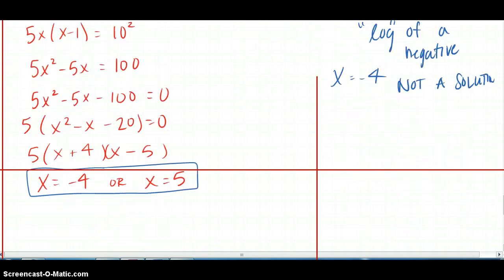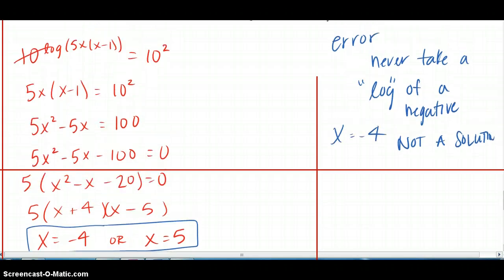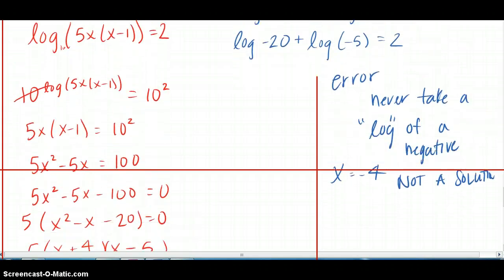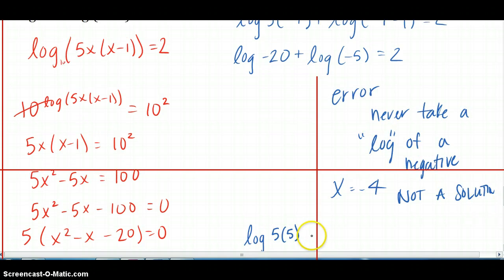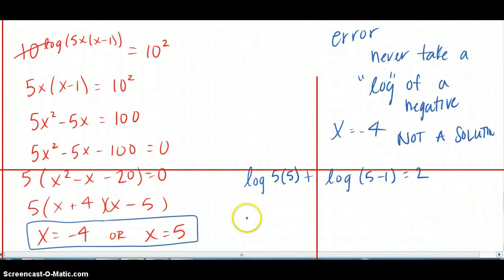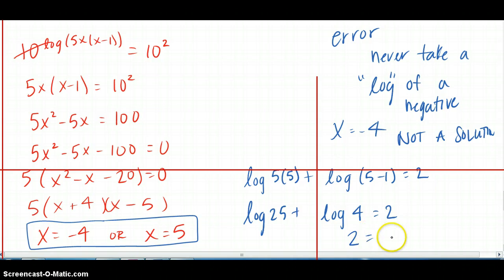So now we need to check and make sure that 5 is a solution. So we're going to plug in 5. So we have log of 5 times 5 plus log of 5 minus 1 equals 2. Gives us log of 25 plus log of 4 equals 2. And if you type in log of 25 plus log of 4 in your calculator, you get 2. Seriously, it comes up 2. So 5 is a solution.